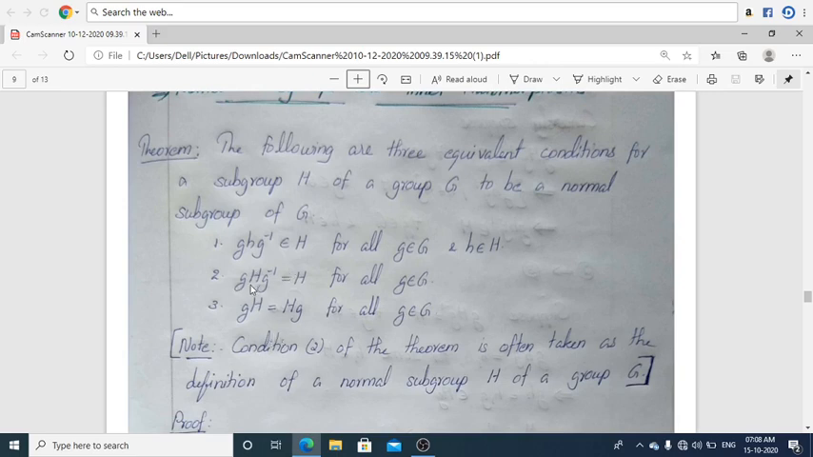Here condition 2, that is gHg⁻¹ is equal to H for all g element of G, is also considered as a definition of a normal subgroup H of a group G. The other normal subgroup definition considers gH equal to Hg for all g element of G: left coset and right coset are equal, and that's a normal subgroup. This definition uses gHg⁻¹ equal to H for all g element of G.